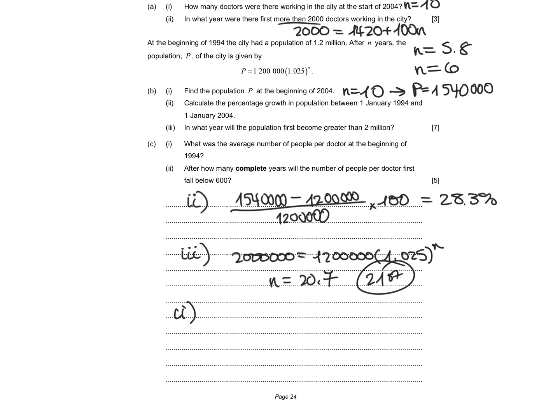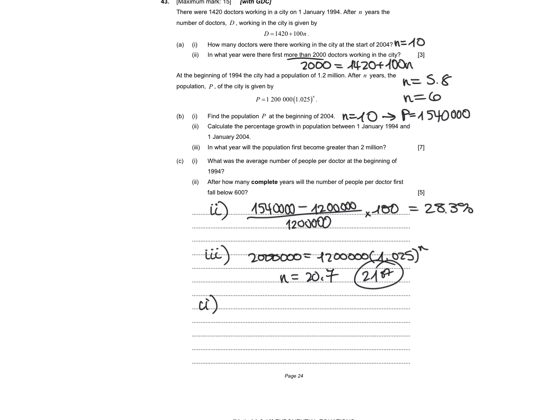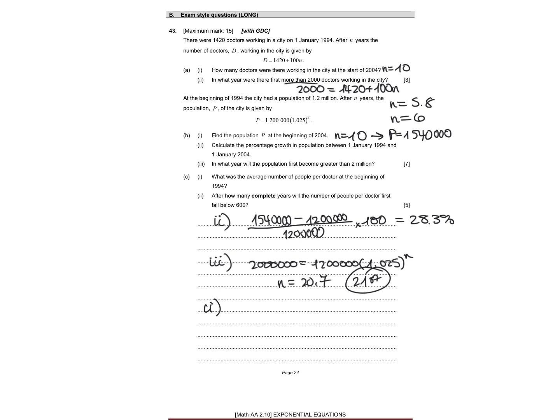All right, for CI, what was the average number of people per doctor at the beginning of 1994? So if we had 1,420 doctors and the people were 1.2 million, we need to find the doctors. Oh, I think we need to do 1.2 million over 1,420 because we want people per doctor. So switch those, and this ends up being 845.